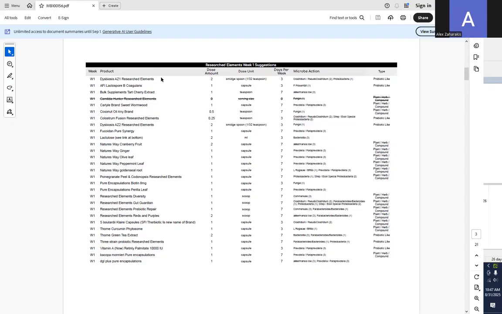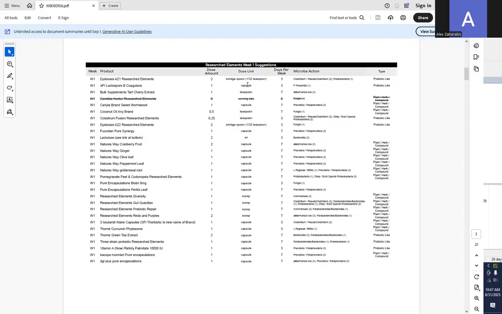So the product name, the dose amount, the dose unit, the days per week, and the microbe action, and then an idea of what type of thing that it is. So, for instance, if we read the first line, the product is Dysbiosis AZ1, researched elements. You're going to be taking 2 smidge spoons. These are spoons that come with the probiotic itself. They're very tiny. It's a 1/32 of a teaspoon. Two of those, 3 days per week.